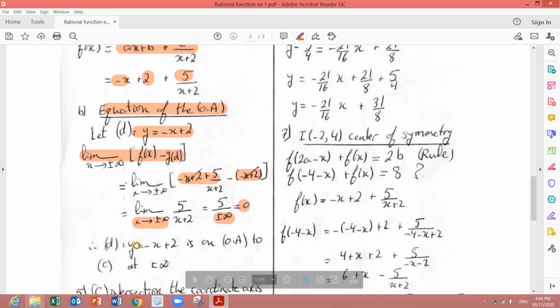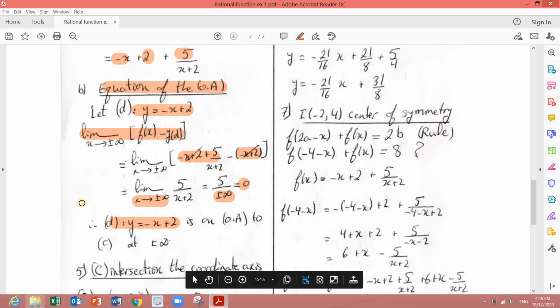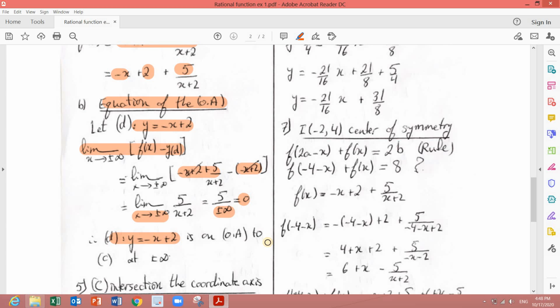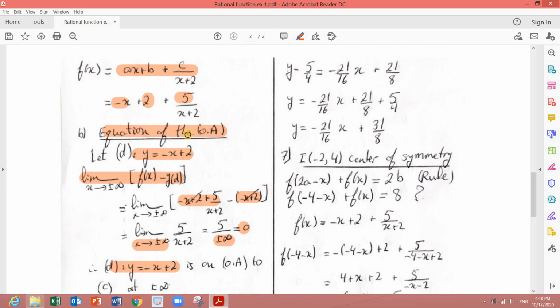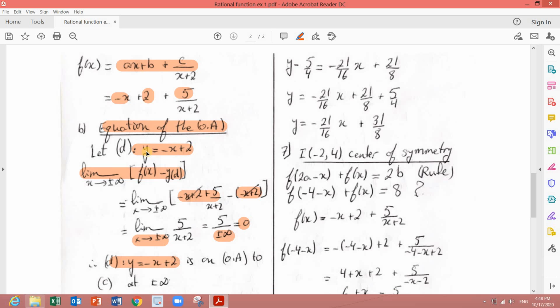From this we deduce that the line D of equation y equal minus x plus 2 is an oblique asymptote to C. So to determine the equation of the oblique asymptote, from part A, since f(x) is written in this form, minus x plus 2 will be the equation of the oblique asymptote. So I say line D: y equal minus x plus 2.